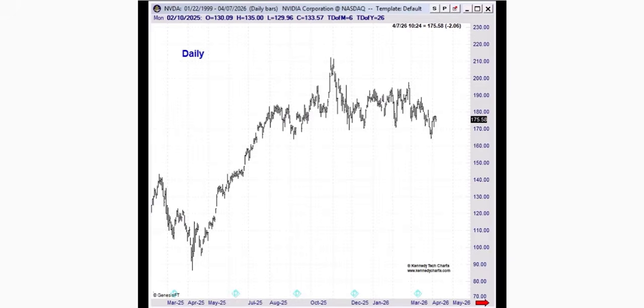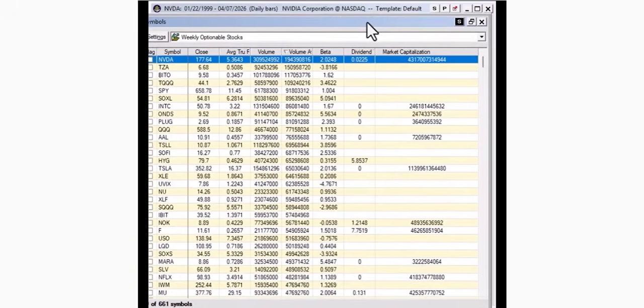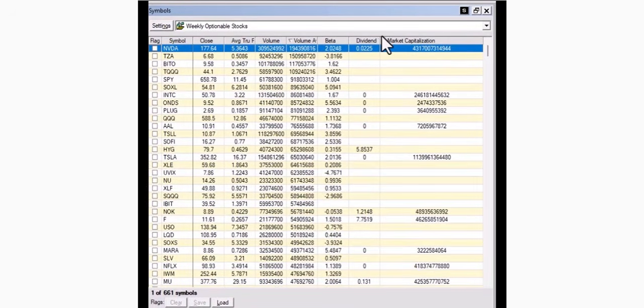The first step, and again, this is me personally, you can adapt it for your own, is I usually start out with a basket of stocks. Now this basket, as you can see here, has a total of 661 stock symbols. How is this basket constructed? It's a basket of stocks that have weekly options available on them. If a stock doesn't have a weekly option, then it doesn't find itself into this specific basket.